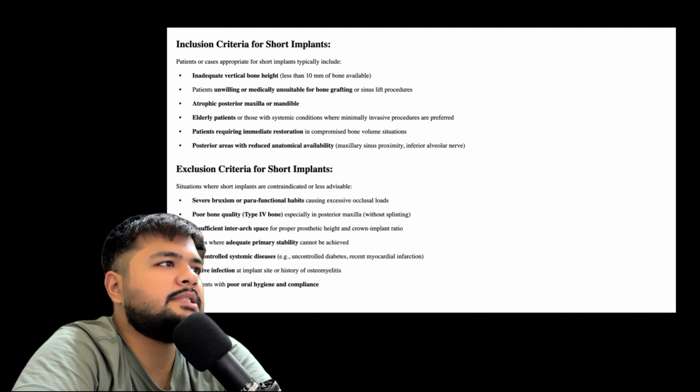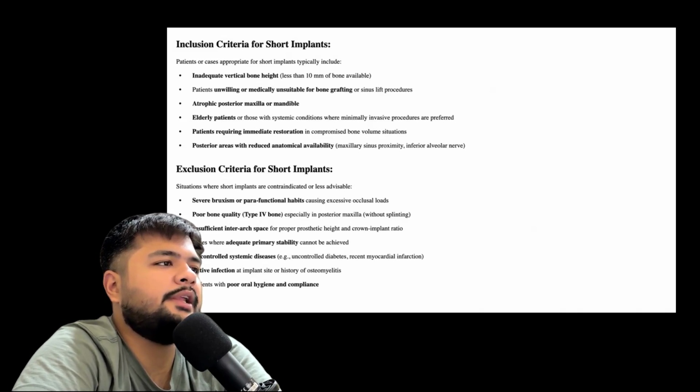Inclusion criteria for short implants: the patients or cases appropriate for short implants typically included inadequate vertical bone height, less than 10 mm of bone available, patients unwilling or medically unsuitable for bone grafting or sinus lift procedures, atrophic posterior maxilla or mandible, elderly patients, or those with systemic conditions where minimally invasive procedures are preferred, patients requiring immediate restorations, and compromised bone volume situations, posterior areas with reduced anatomical availability, maxillary sinus proximity, and inferior alveolar nerve.